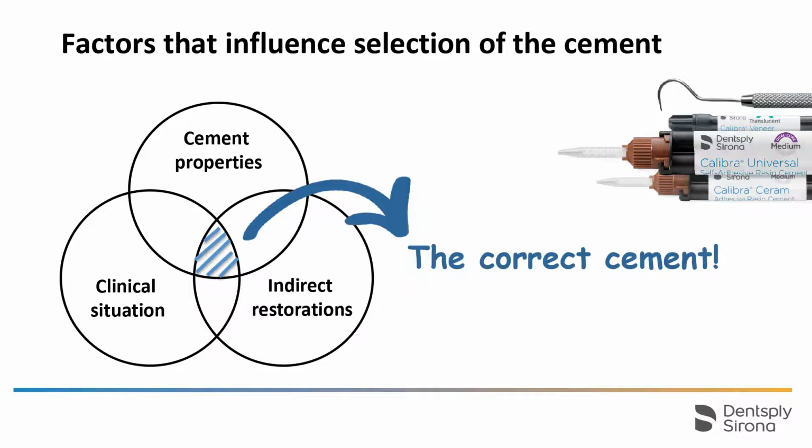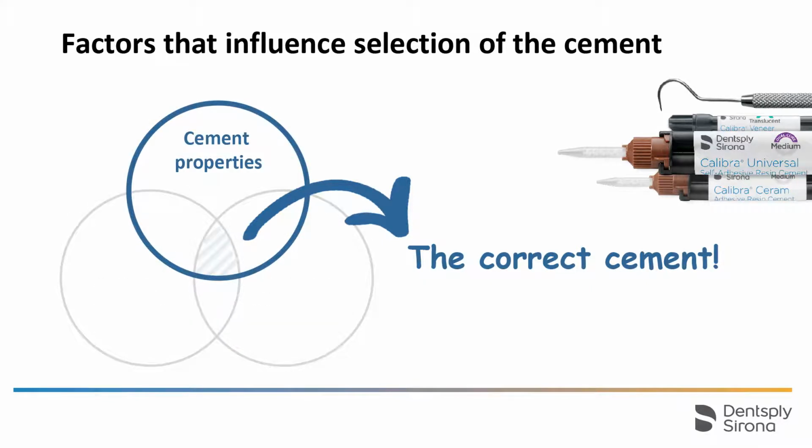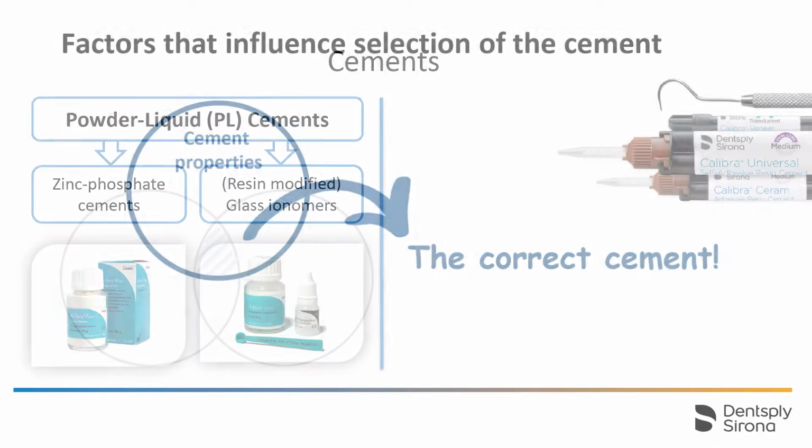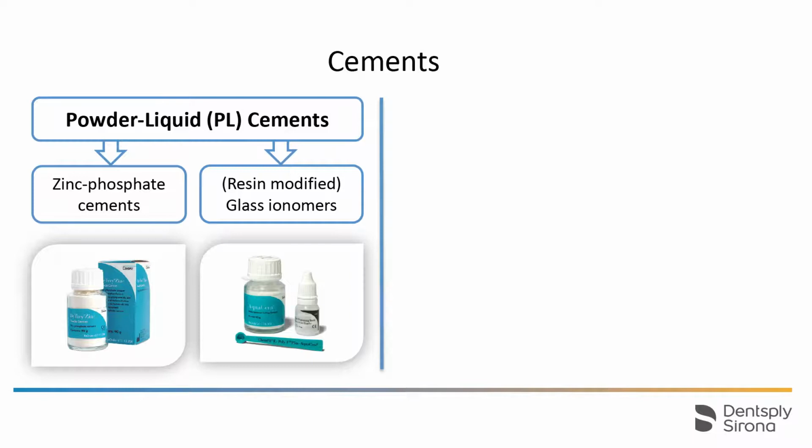We will discuss these factors in the following to allow you to understand when a particular type of cement should be used. Firstly, let's take a look at the different commercially available cements and their characteristics. Basically, a differentiation is made between powder liquid cements and modern resin cements. Conventional powder liquid cements are mixed manually.